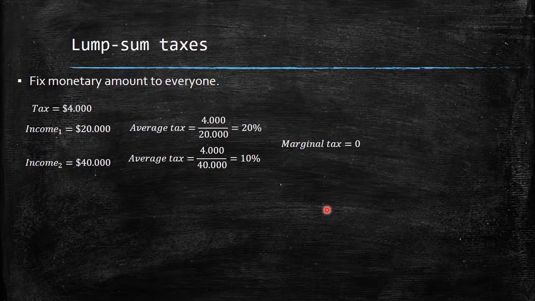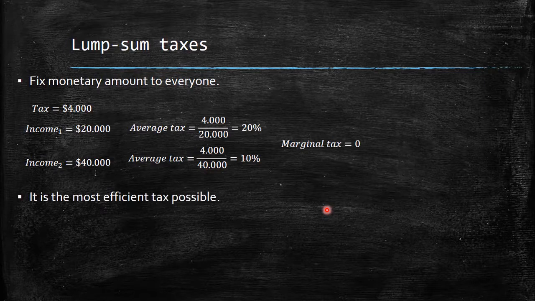So it means that it will not create a deadweight loss, because it doesn't distort your decisions. It doesn't matter if you work more or work less, you still need to pay the same amount. So for this reason it's called the lump sum tax. And here is the most efficient tax possible. But imagine if you need to pay 4,000 for one guy that just earns 10,000, the same value for one guy that earns $1 million. So definitely it will not be the most equitable.